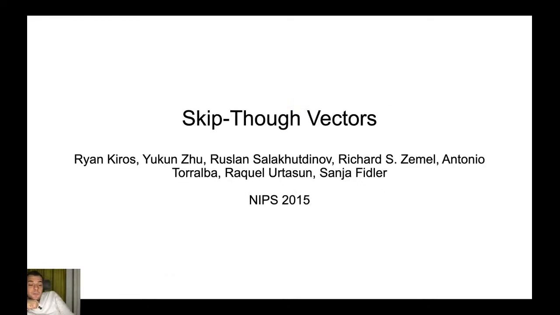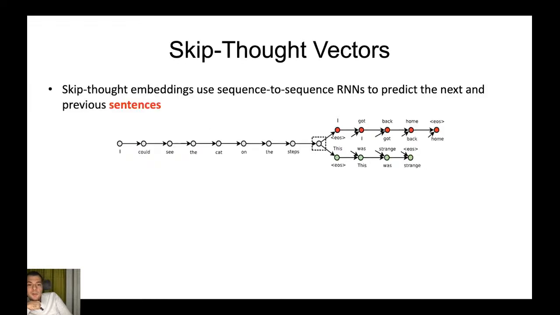Okay, so this was the first approach. Another idea was proposed in this NeurIPS 2015 paper, and the approach is called the skip thought vector, and this is a more elaborate extension. So in this approach, they use sequence-to-sequence recurrent neural networks. So recall that we introduced this model for neural machine translation.